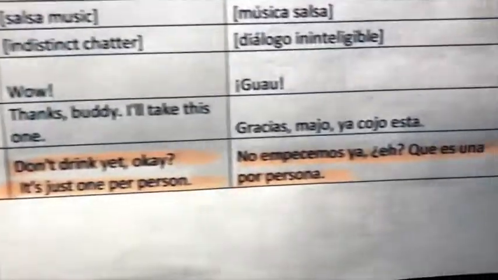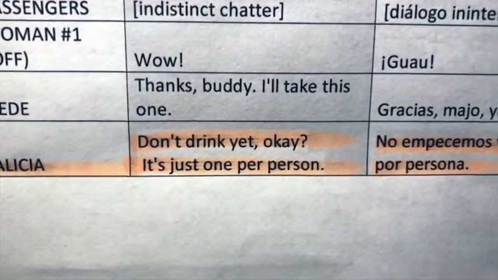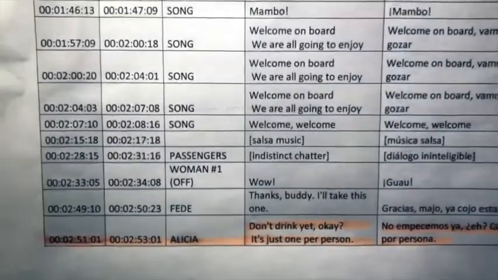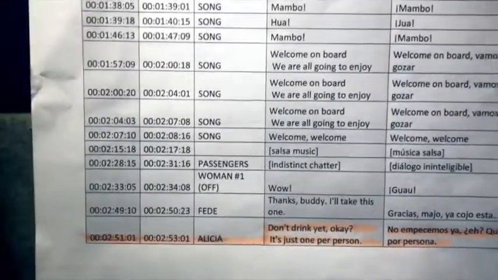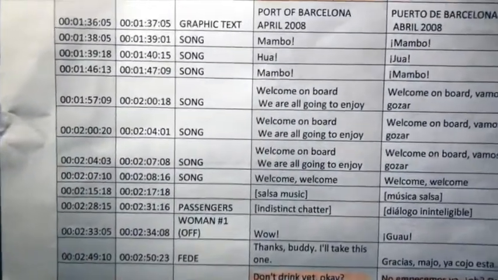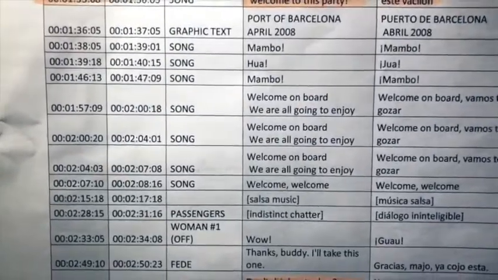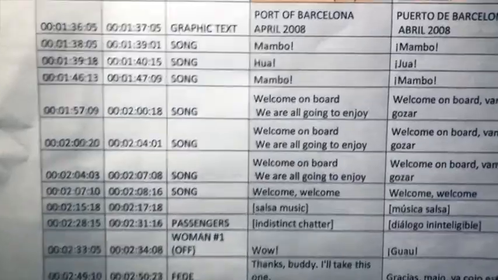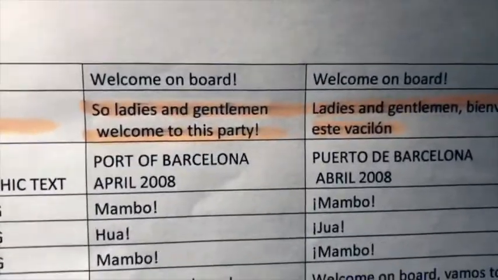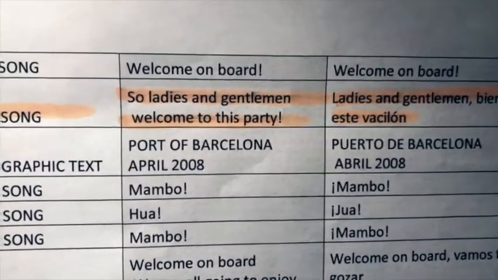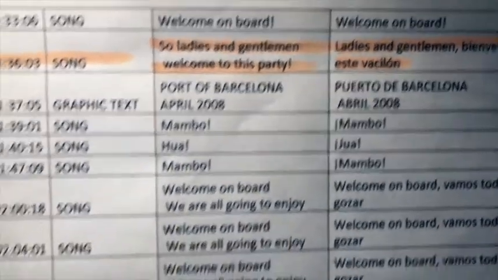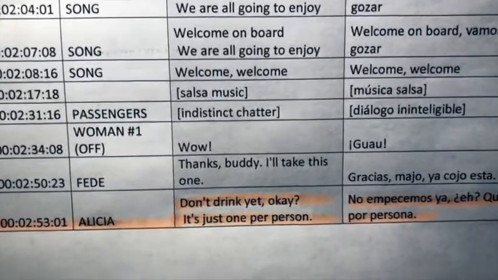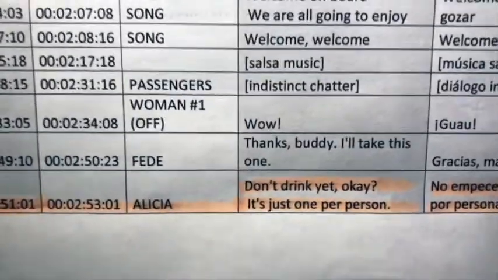Or how about this line down here where the literal translation is, don't drink yet, okay? It's just one per person. So it's not exactly how we speak, right? So then the script gets adapted by an adapter whose goal it is to turn the literal translation into common everyday English we would hear in real life, and also match the lip flaps. So the line, ladies and gentlemen, welcome to this party, then becomes something like, ladies and gentlemen, welcome aboard the cruise. And the other line, don't drink yet, okay, it's just one per person, would become something like, hey, pace yourself, honey, it's 1 drink per person.